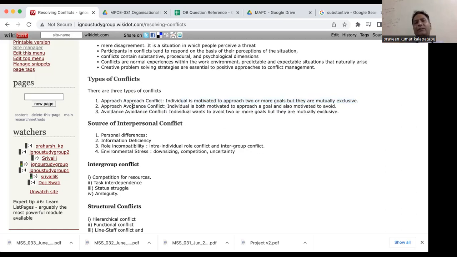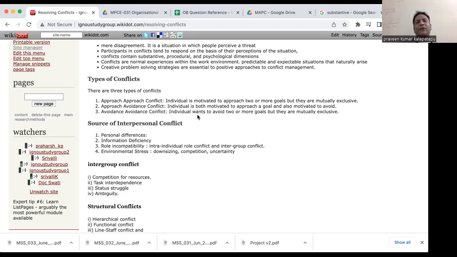And the second one is approach-avoidance, right? The individual is both motivated to approach a goal and also motivated to avoid it. You have one goal, and in some angle you want to go and achieve it, in some angle you don't want to do it, right? So basically you have a conflict within you, whether you need to go for this goal or whether you should avoid it.